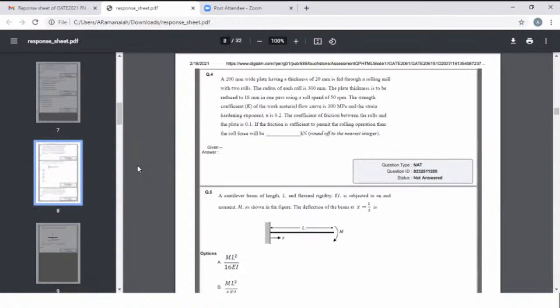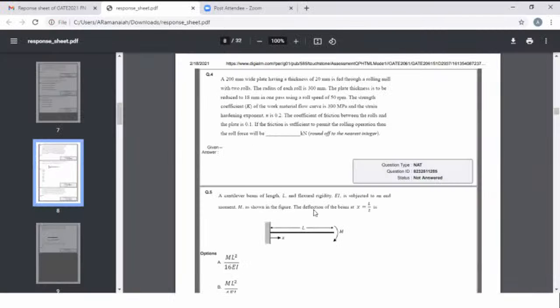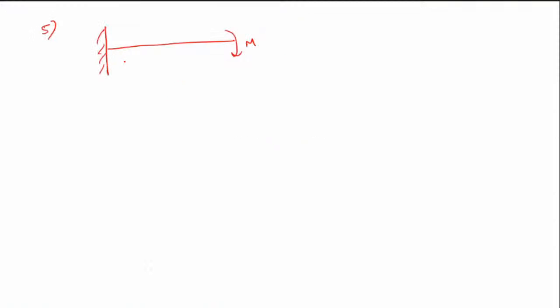Yes, this question we can discuss. The fifth question also we can discuss. A cantilever beam is given. There is a load at the end. They are asking for the deflection at the center, that is the deflection at x equal to L by 2, where x starts from here and L is the total length.